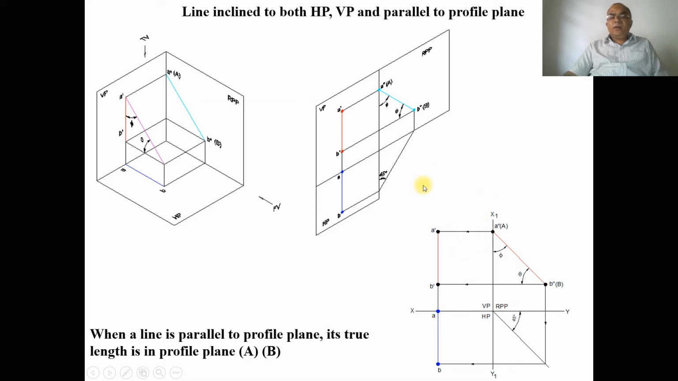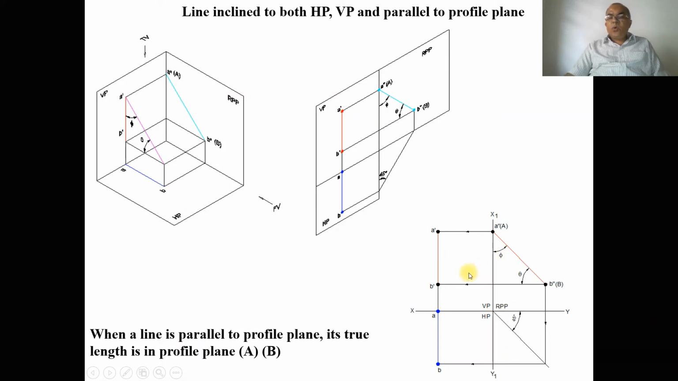So when you take the orthographic projection, the two endpoints of the line in both front and top view are equidistant from the profile plane. Therefore, in the profile plane, you are going to get this line in true length. So that is A double dash and B double dash. That is the reason why you are getting capital A and capital B, because the two endpoints of these two lines are equidistant from the profile plane, that is the x1 y1 line.